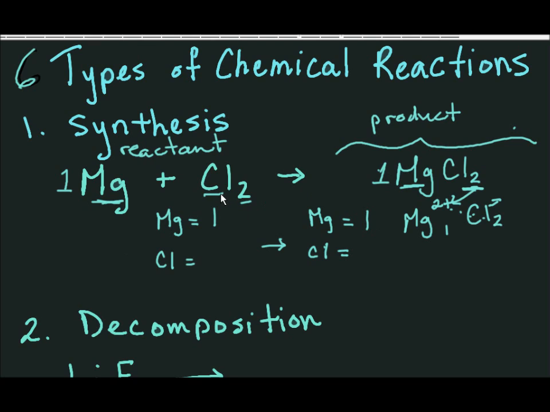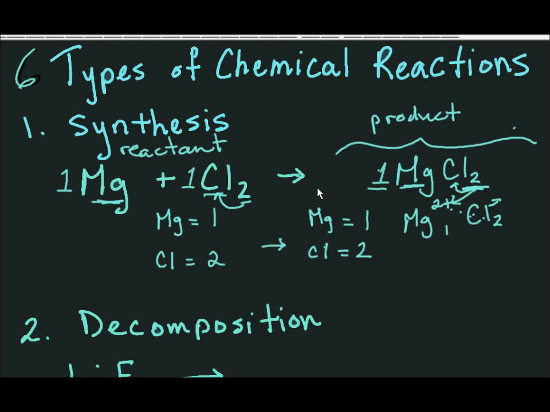Then we can look at our chlorines. So this 2 right there, that applies to that chlorine. So that means we have 2 chlorines on the left-hand side of the arrow. This 2 right here means that we have 2 chlorines on the right-hand side of the arrow. So we've got 2 chlorines on both sides of the arrow. So this chemical equation comes pre-balanced for us. So that's really nice when that happens. It doesn't happen all that often, but it's good when it does.